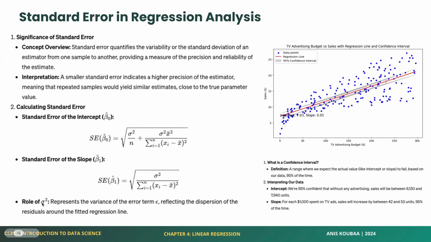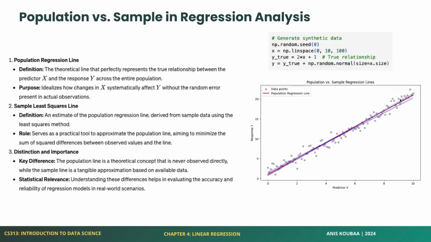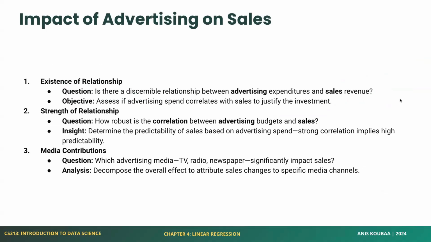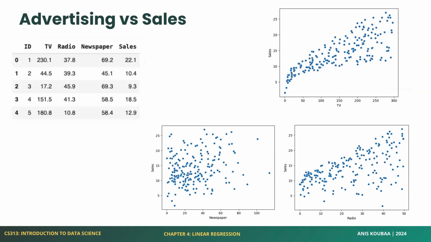And what does sigma squared represent? It represents the variance of the error. And the bigger the variance, the bigger the standard error of the intercept and the standard error of the slope. So if I go back to the data set here, which one has the highest noise? The newspaper. And which one has the lowest noise? TV.